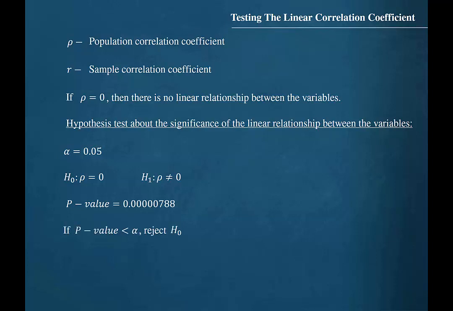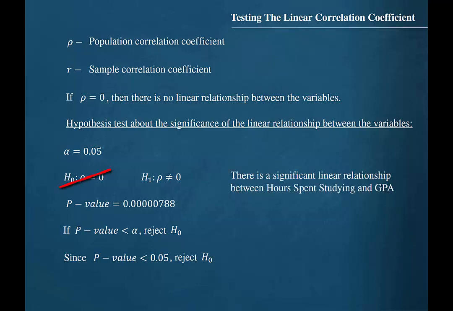Recall that the decision rule when using a p-value tells us that if the p-value is less than alpha, we should reject the null hypothesis. Since this p-value is less than 0.05, we should reject the null hypothesis. Since we have rejected the null hypothesis that the population correlation coefficient is equal to 0, we conclude that it is not 0. Therefore, we conclude that there is a significant linear relationship between hours spent studying and GPA.